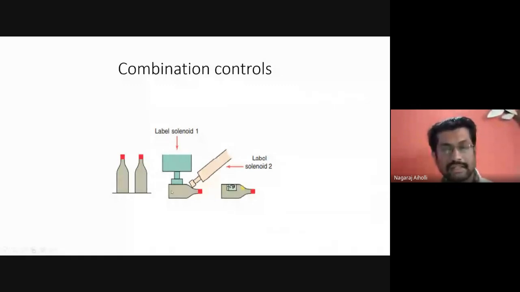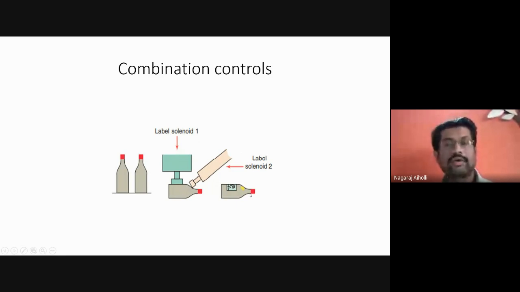Then as it moves a little bit ahead, there is labeling again by solenoid 2. Solenoid 2 applies the label on the same bottle. Once it gets labeled with solenoid valve 1 and solenoid valve 2, it moves ahead.